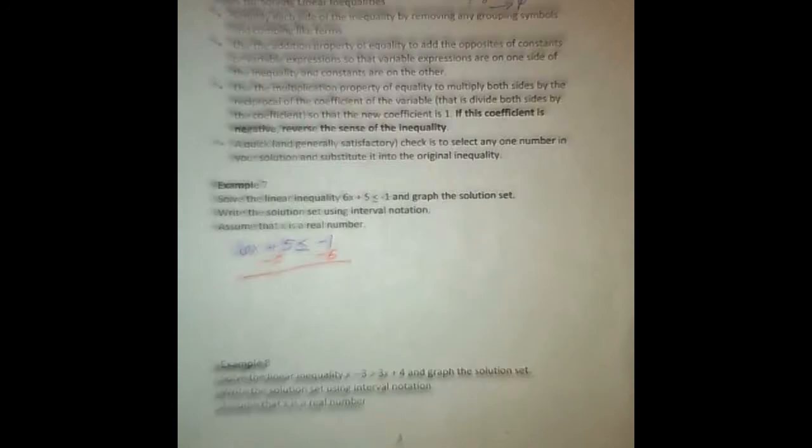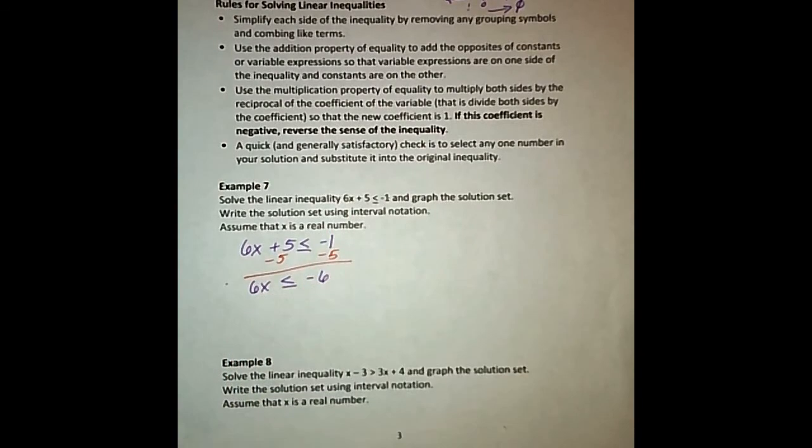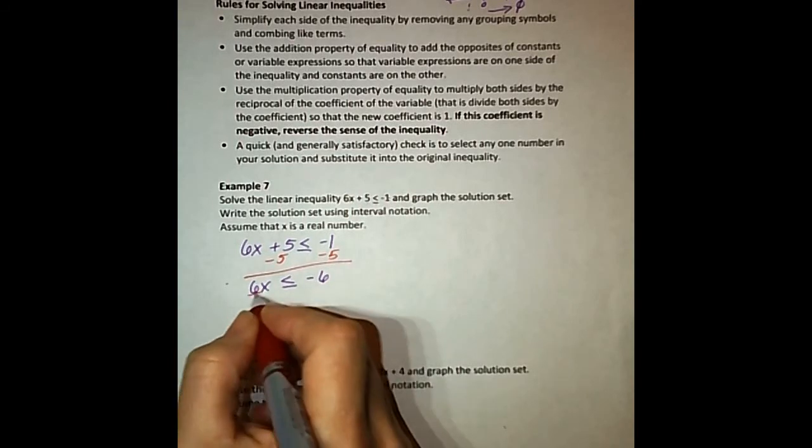Positive 5 plus negative 5 is 0. So it leaves me with 6x is less than or equal to negative 1 minus 5, which is negative 6. Now, we need a coefficient of positive 1 on x, and we have a 6 on it. So what I'm going to do is divide both sides by 6.